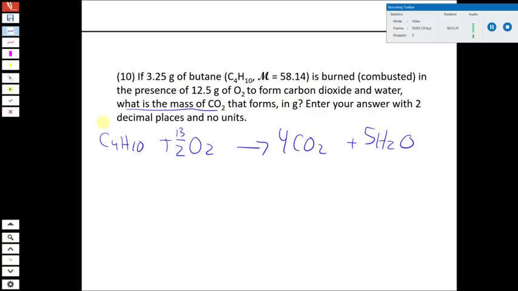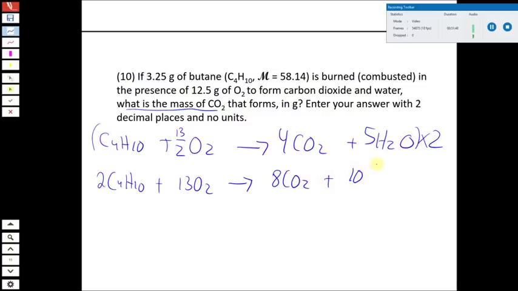If fractional coefficients bother you, which they bother me a little bit at least, we'll double everything to get rid of them. So if you have something over 2, we can double every single coefficient to get rid of that. Remember, we have to do that for all of them, not just the one that's a fraction. So we double every coefficient to keep everything balanced. We get 2 C4H10 plus 13 O2 goes to 8 CO2 and 10 water. So this is the fully balanced equation with whole numbers.